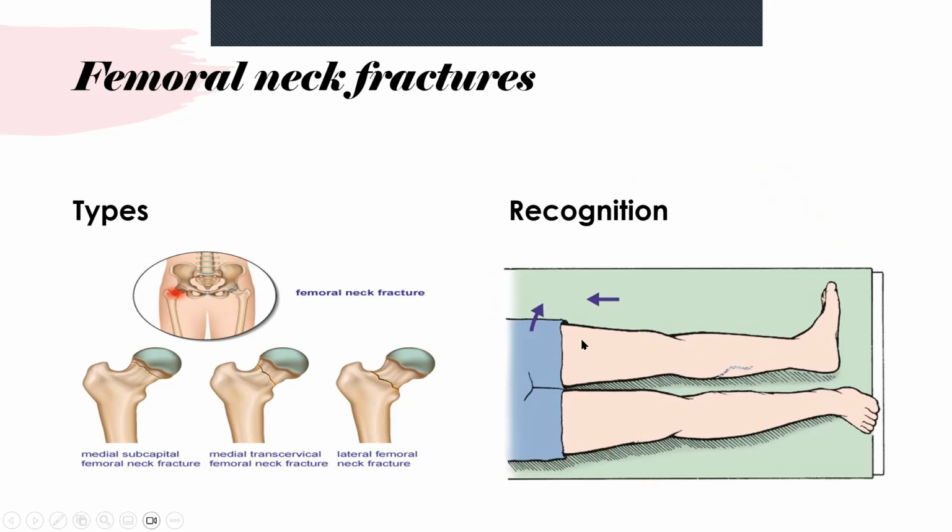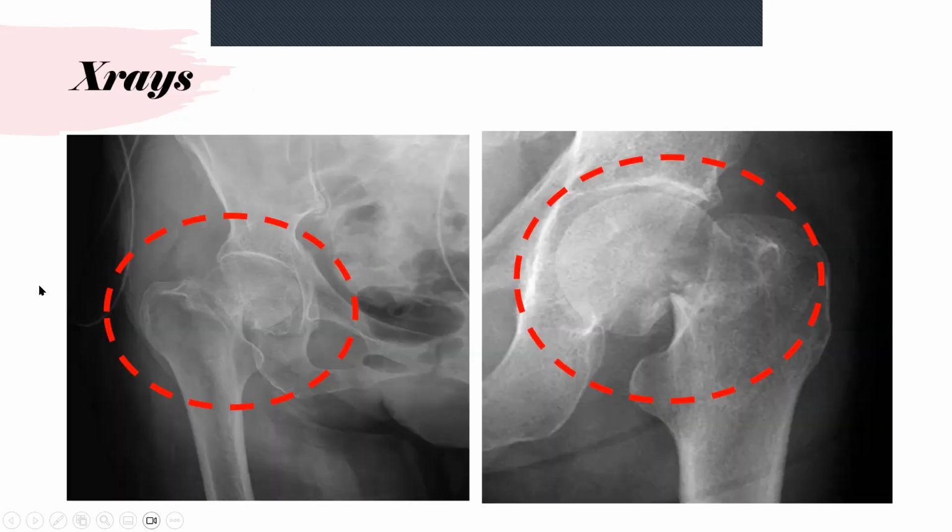So that's how you recognize it, and it's a classic thing that we've all been taught: external rotation with shortening of the limb. So that's really something that you have to know, and you have to be able to recognize, simply because it is so common.